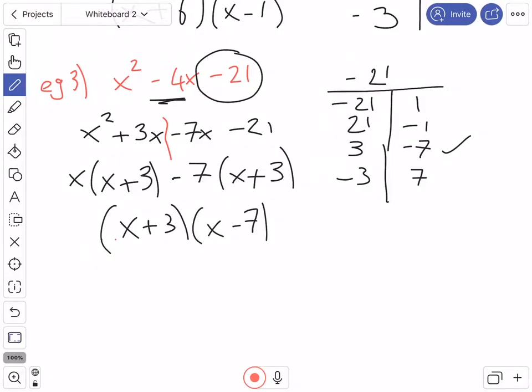Okay, so if you want to go now into your book onto page 51, you can try question 21 and do every second one up until 32.